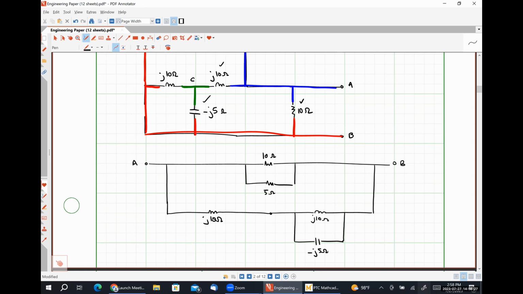So we can simplify this. Let's take care of those parallel connections first. So 5 in parallel with 10 is going to look like 50 over 15.